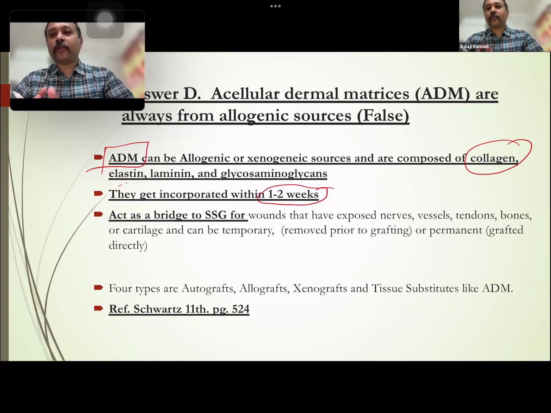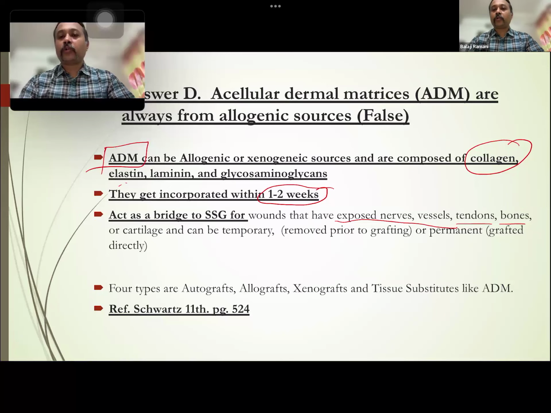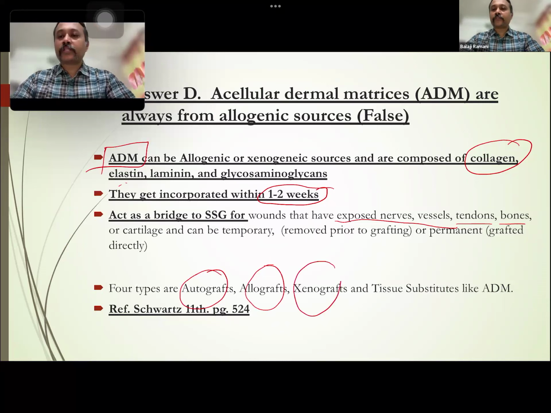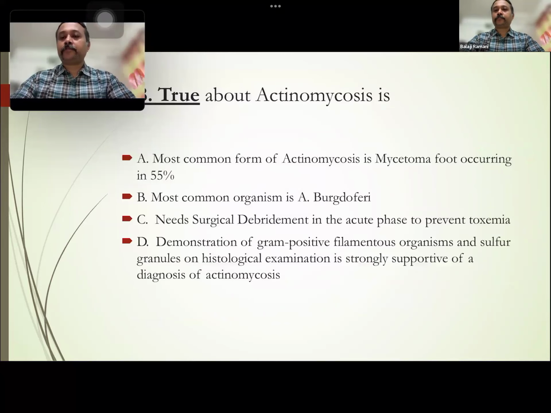These are used in areas where you have a widespread area of involvement, rather exposure of vital structures like exposed nerves, vessels, tendons, bones, cartilage, whatever it is. Whenever you have this kind of thing, there you can use your acellular dermal matrix, which is essentially made of collagen and the other fibers. It can be autografts taken from other areas, can be allograft. This is not for the ADM, this is for coverage of the skin lesions. So you can use autografts, allografts, xenografts, or you can use tissue substitutes like ADM.